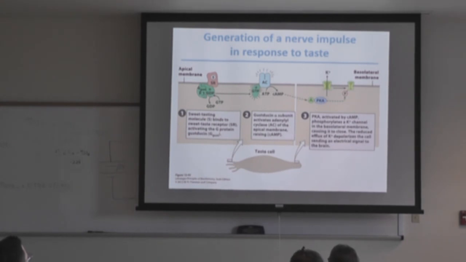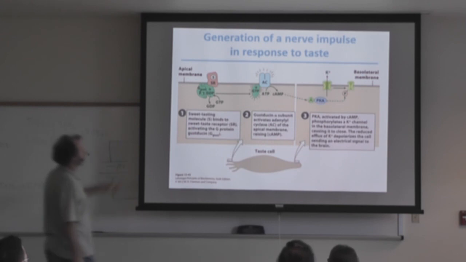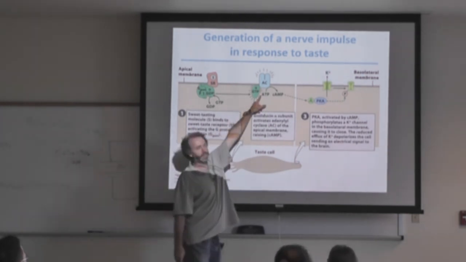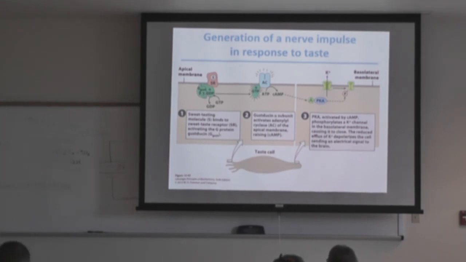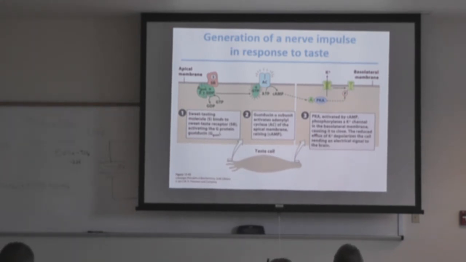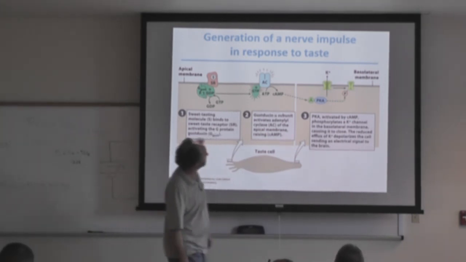So generation of nerve impulses in response to taste is very similar again, G protein coupled reception. And I don't know how many times you want me to say GTP replaces GDP. The alpha subunit diffuses and it's going to activate adenylyl cyclase and so forth. In this case, it activates protein kinase A, which phosphorylates the potassium channel, which shuts it.